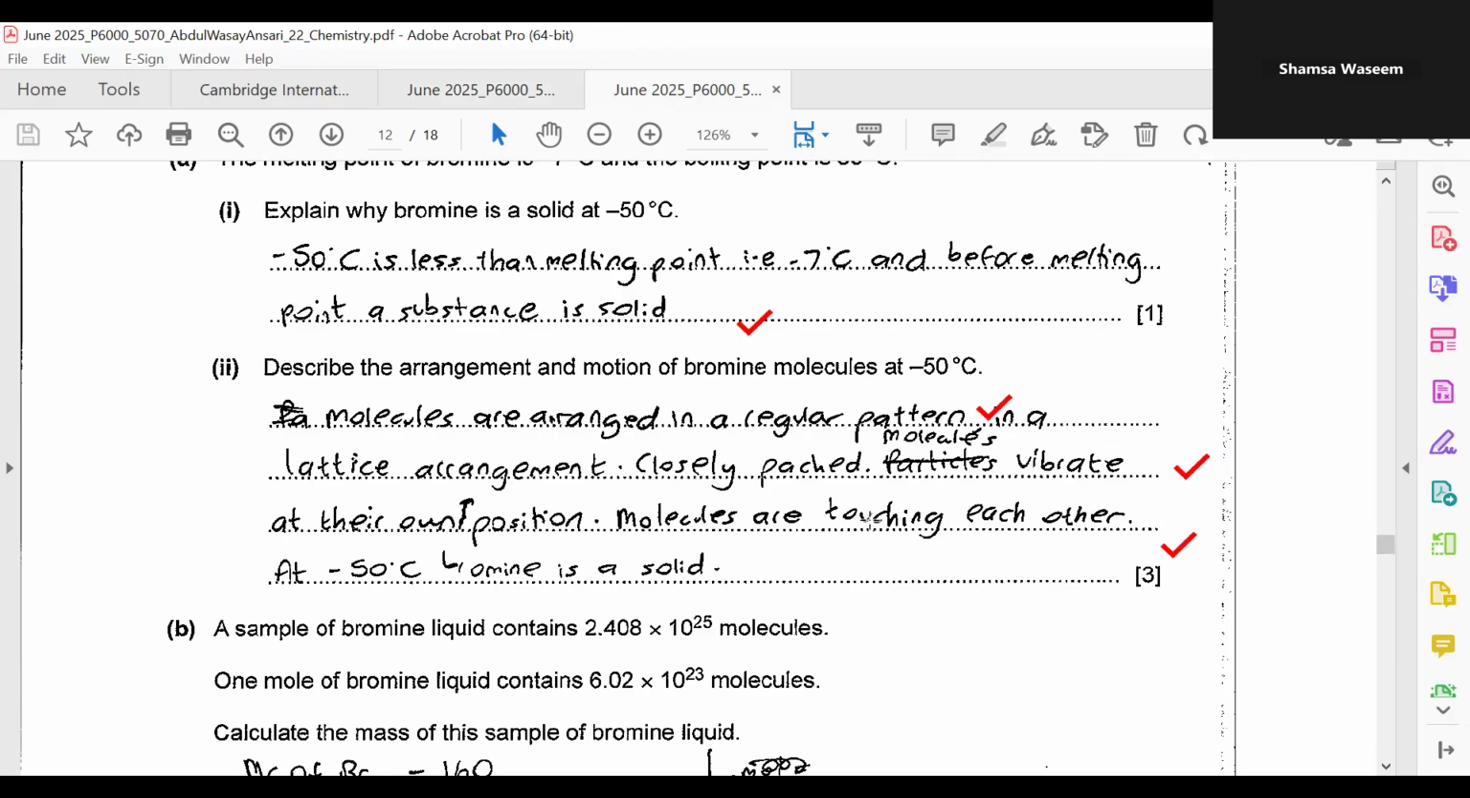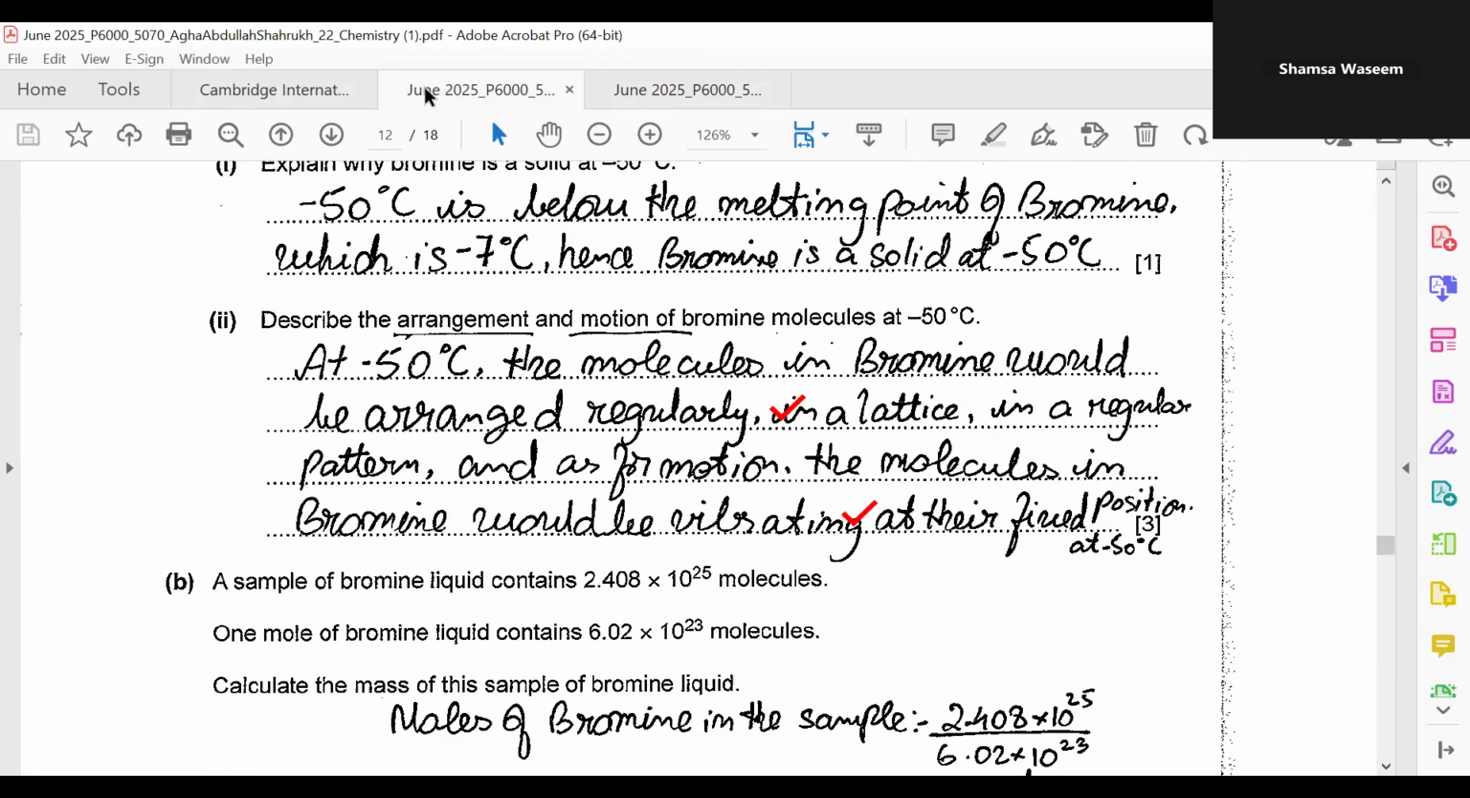Okay, like this. At this point, the particles, or molecules, touching each other was missing over here. So I hope the students will take care of these points when describing the states of matter, right?